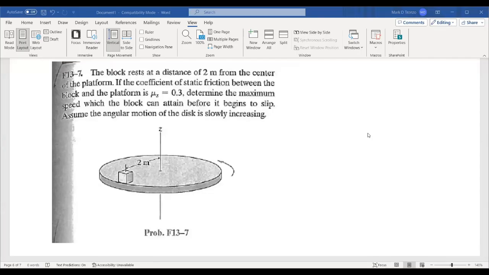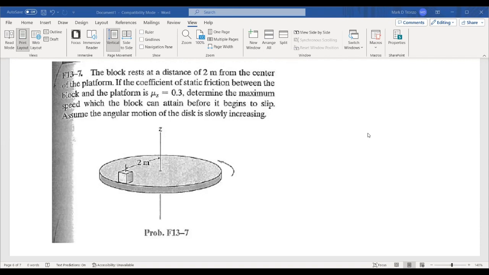We're going to now look at this problem. It says the block rests at a distance of 2 meters from the center of the platform. If the coefficient of static friction between the block and the platform is 0.3, determine the maximum speed which the block can attain before it begins to slip. Assume the angular motion of the disk is slowly increasing.